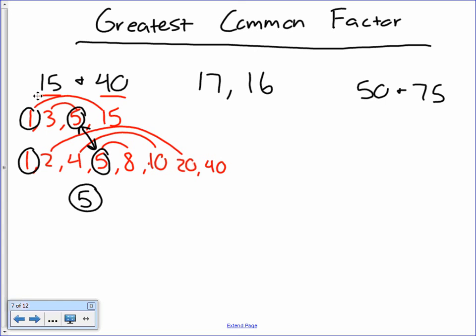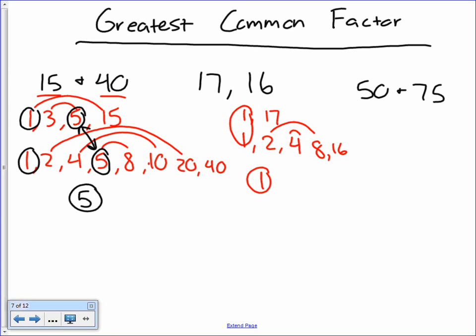Let's take a look at 17 and 16. Numbers that divide 17, well, I got 1 and 17, because 17 technically is prime. So only 1 and 17 will divide it. If I look at 16, I got 1, 2, 4. 4 with itself will give me 16. 2 times 8 will give me 16, and then 1 and 16 will also give me 16. So you might notice on this one, the only one in common is 1. So the greatest common factor of this one is just 1.